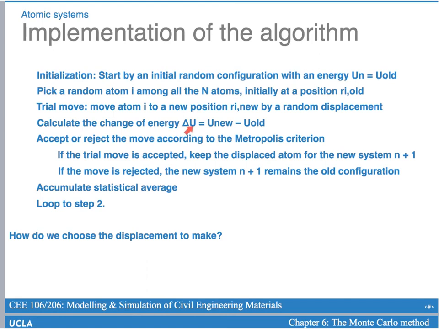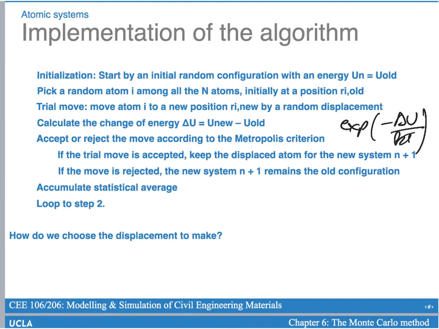So if delta U is negative, then the new energy is lower than the old energy, so you will accept the move. If delta U is positive, then you will accept the move only with a given probability of acceptance. This probability of acceptance is still the same. It's still exponential of minus delta U over kT. So for this, you will again generate a random number, compare this random number to this probability of acceptance, and either refuse or accept the move.